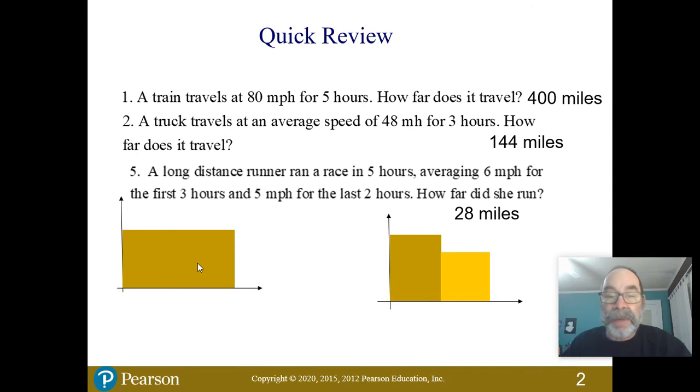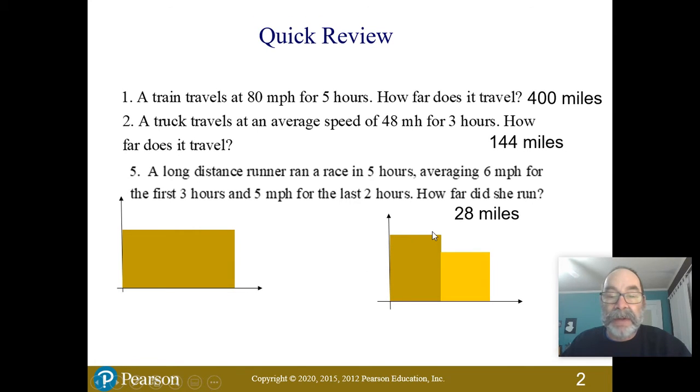Okay, same thing with number 2. You went 48 miles per hour for 3 hours. Okay, so 48 would be along here. 3 would come down here. Again, the area underneath that curve is not much of a curve, but the area underneath the curve there would be 144 miles. Then number 5, we've got 2 different ones.